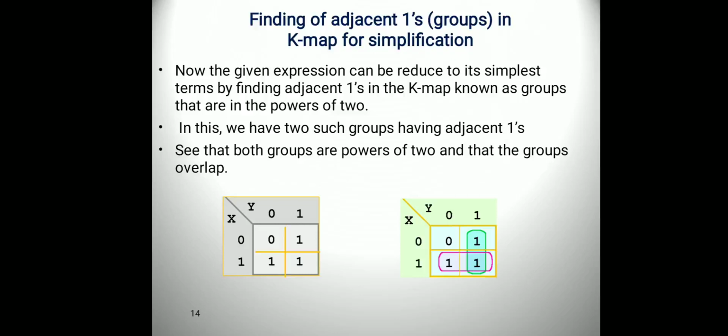Now finding the adjacent ones. Adjacent means this m0 is adjacent to m1 and m2.